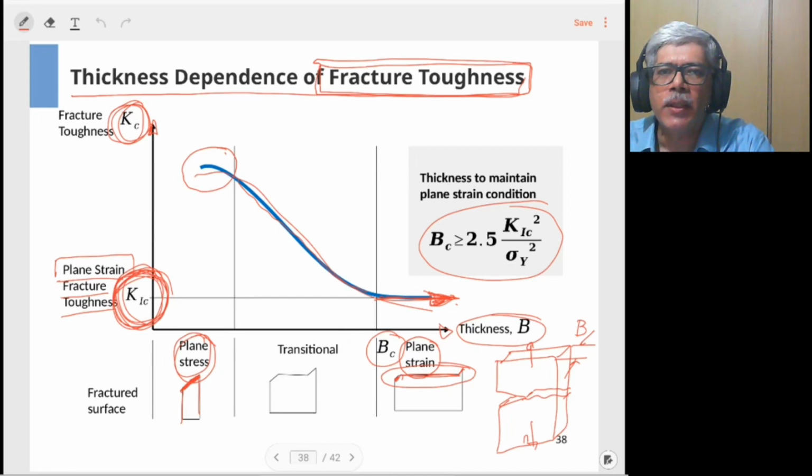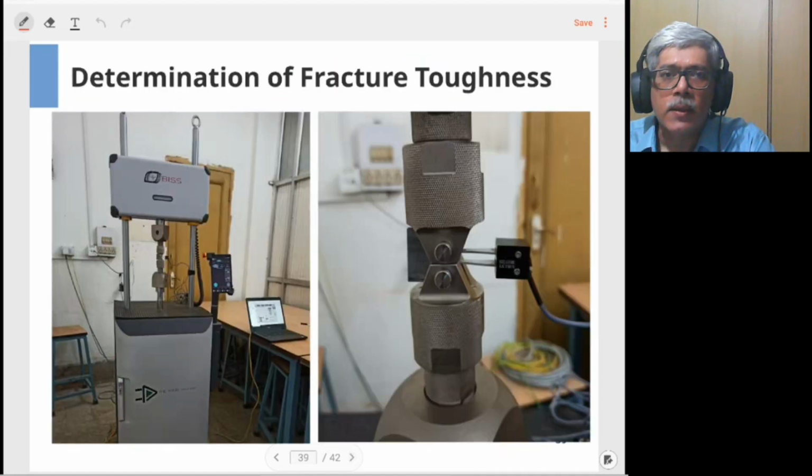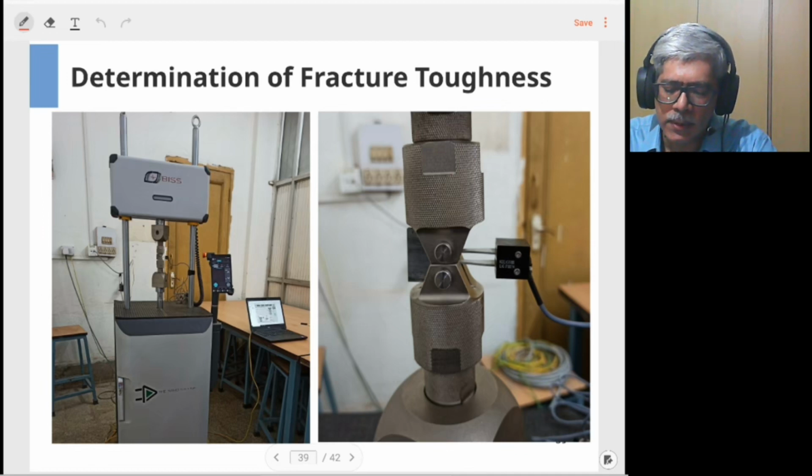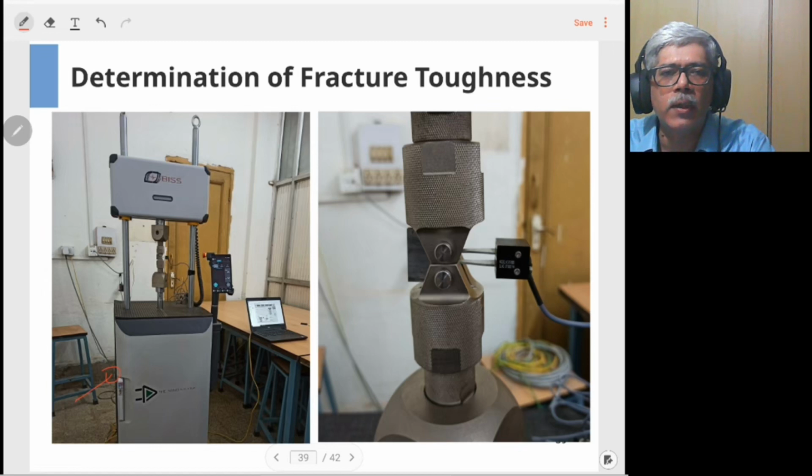Before we proceed into the numerical problem, let's understand the type of setup one would require to determine the fracture toughness. In our laboratory, you will find a machine which is capable of finding out the fracture toughness. For fracture toughness testing, one would require a specific type of specimen.